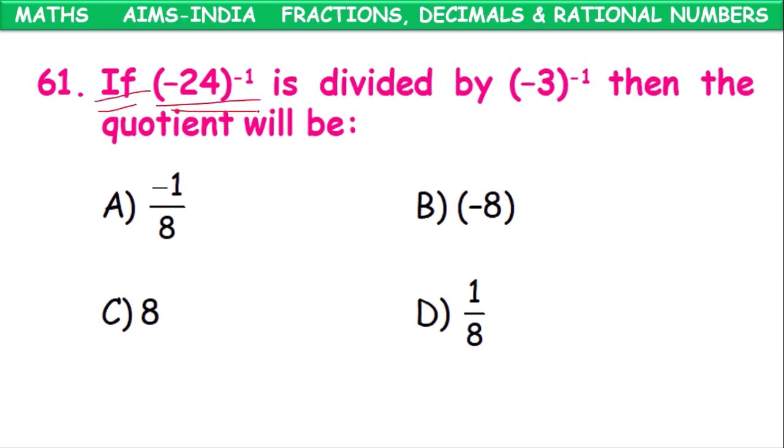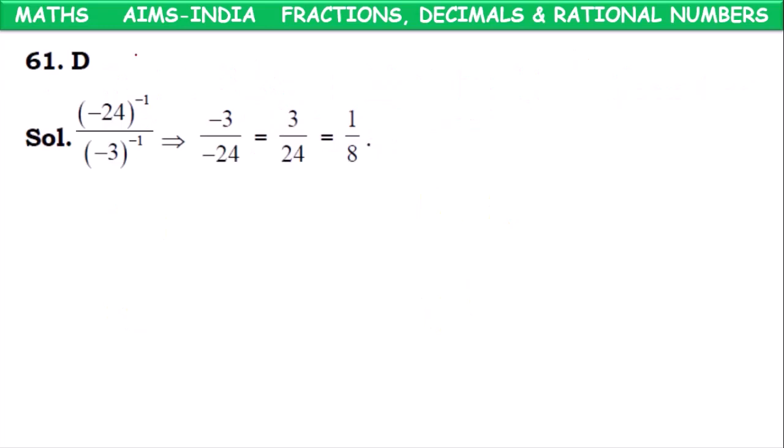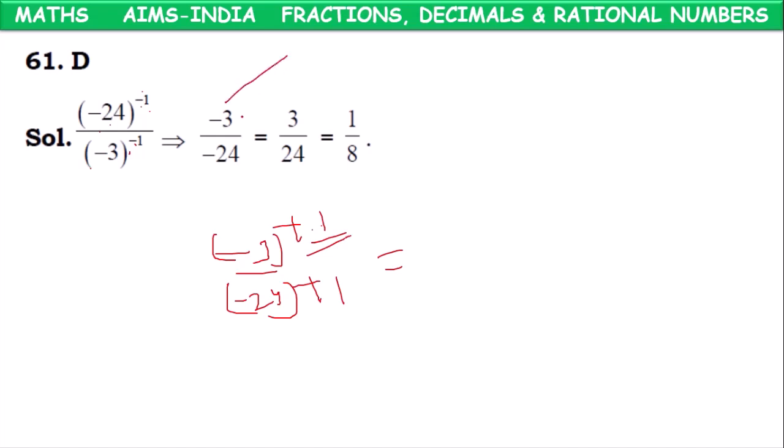If minus 24 whole power minus 1 is divided by minus 3 whole power minus 1, then what will the quotient be? Minus 24 whole power minus 1 by minus 3 whole power minus 1. If we interchange numerator and denominator, then the powers will become positive. Minus 1 will become plus 1. Minus 1 will become plus 1. When we have power plus 1, no need to mention it. We can write it as minus 3 by minus 24. Minus minus cancel. 3 by 24. 3 ones are 3, 3 eights are 24. 1 by 8 is the answer.